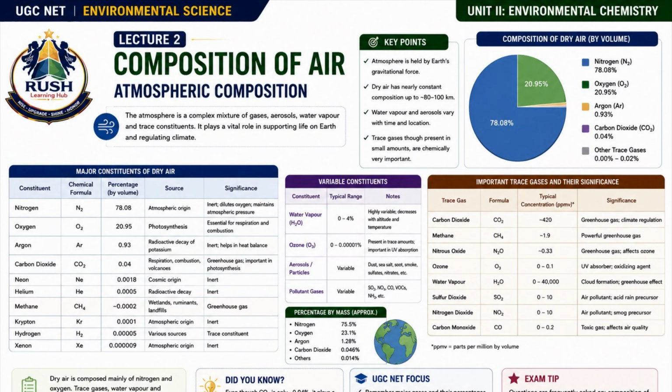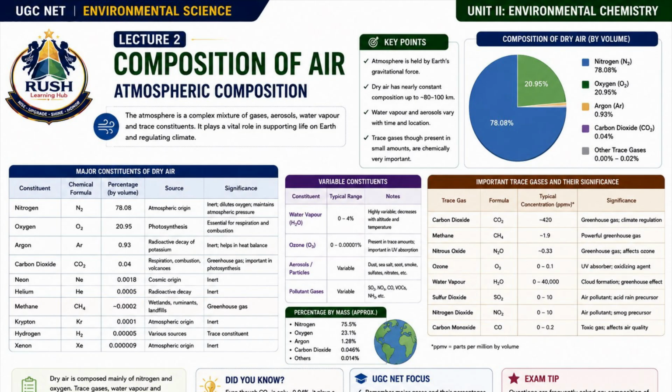Unlike nitrogen and oxygen, certain atmospheric components vary significantly with time and location. The most important variable constituent is water vapor. Water vapor concentration may range from nearly 0% in cold polar regions to approximately 4% in humid tropical regions. Water vapor is responsible for cloud formation, precipitation, humidity, and weather processes. It is also one of the most important natural greenhouse gases.